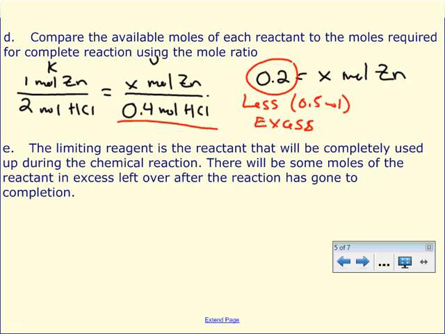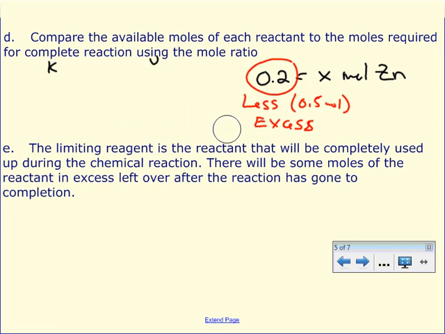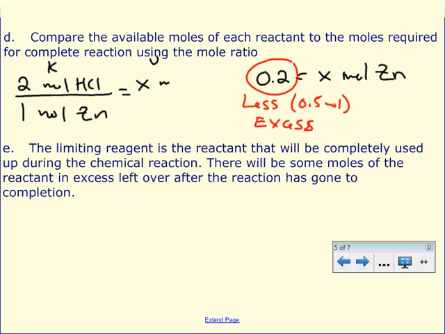So this one I just did for trying to find out how much zinc I'd use if I use up all my HCl. Let's try it the other way. Let's see how much HCl I'd use if I used up all of my zinc. So I'm going to flip around my ratio. So in this case, my known ratio is 2 moles of HCl to 1 mole of zinc. I want to find out how much HCl I'm going to need if I use up all of my zinc. So all my 0.5 moles of zinc.